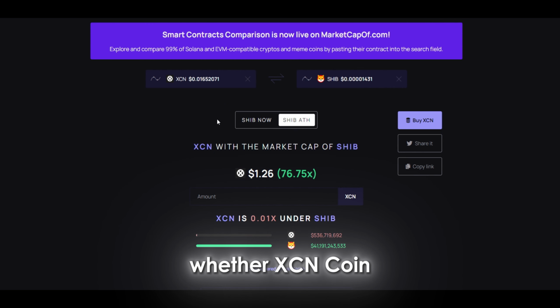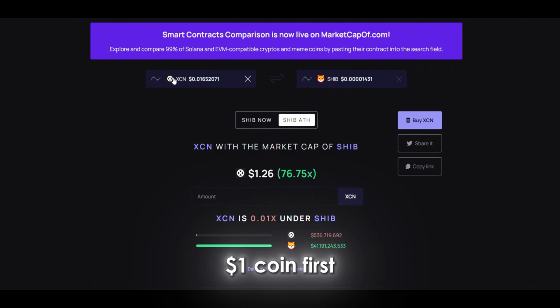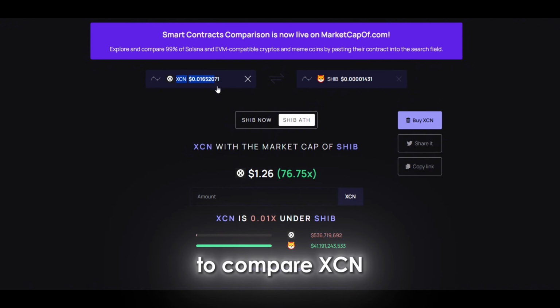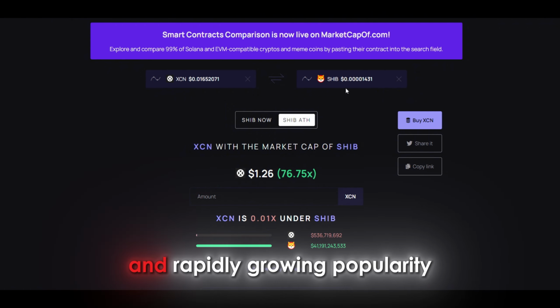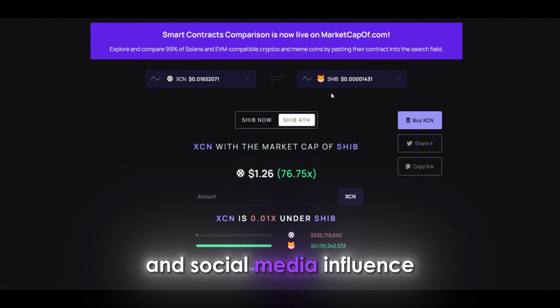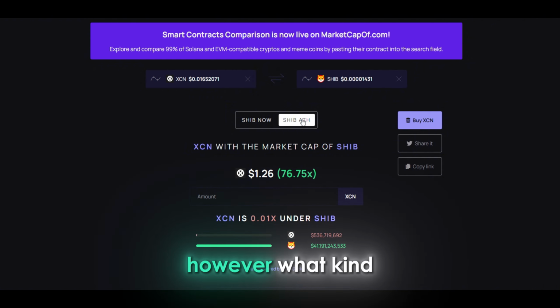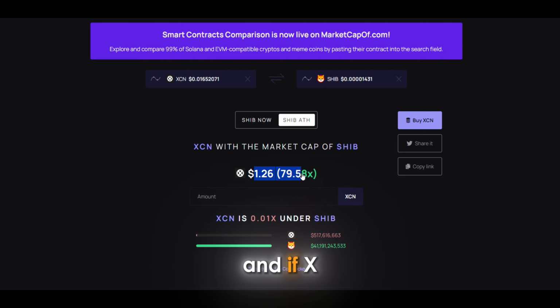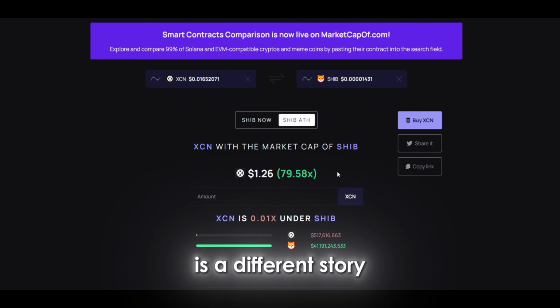Let's take a deeper dive into whether XCN coin can become a $1 coin. First of all, it makes sense to compare XCN coin to Shiba coin, as this kind of evaluation can be an important guide to understanding the market potential. Since its inception as a meme coin, Shiba coin has gained a large community and rapidly growing popularity. However, Shiba's actual success was largely driven by speculation and social media influence. However, what kind of value Shiba actually offers is questionable for long-term investors, and if XCN coin replaces Shiba coin, the price will already be $1.26, which is 76x, and the future of XCN coin is a different story.